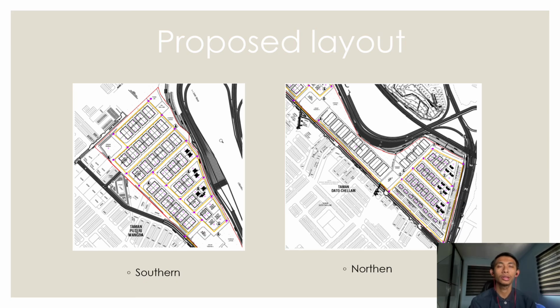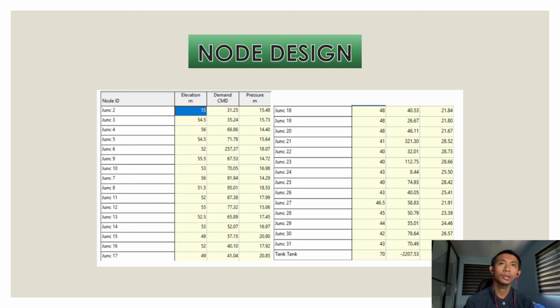These are the proposed layouts. There is a northern region and a southern region. The reason why we propose two regions is due to the residual pressure. If a pipe is applied directly to the southern region from a tank on the upper left, the limit set by SPAN on the residual pressure head will be exceeded. So for the node design, the water demand for each node is computed according to Suruhanjaya Perkhidmatan Air Negara, SPAN.